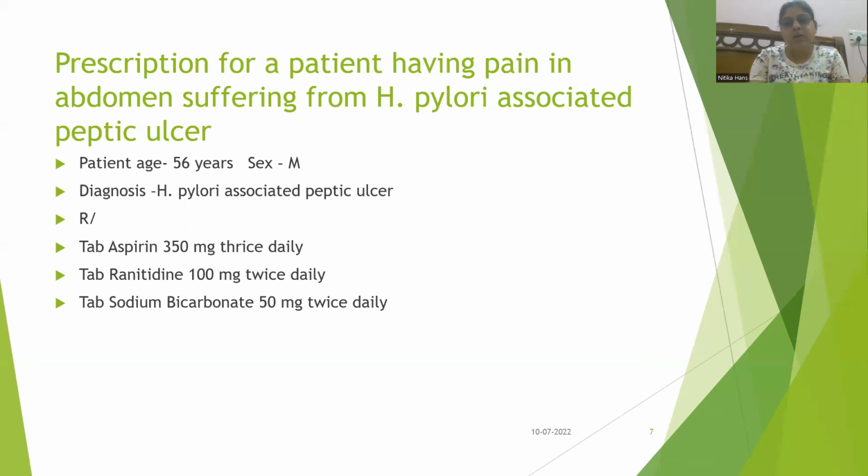But for the H. pylori associated peptic ulcer, this is not the treatment regimen. The CAP regimen is there, like erythromycin, amoxicillin, and a proton pump inhibitor like omeprazole. These are the drugs which are prescribed for H. pylori associated peptic ulcer. This is the wrong treatment.